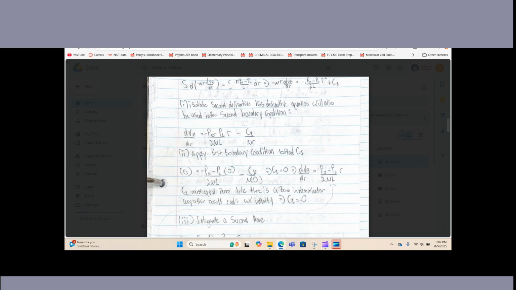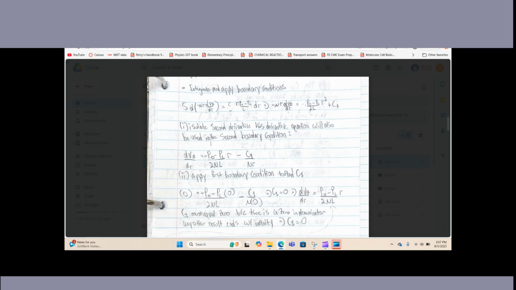C1 has to be 0, because if it was anything else, then the velocity would blow up to infinite values. The slope of 1 over 0 is infinity, because the y is infinitely large compared to the x, so it's just a vertical line, and obviously that's not the answer. So we can just say that C1 equals 0. Just put 0 in for this, and you get dvz dr equals that.